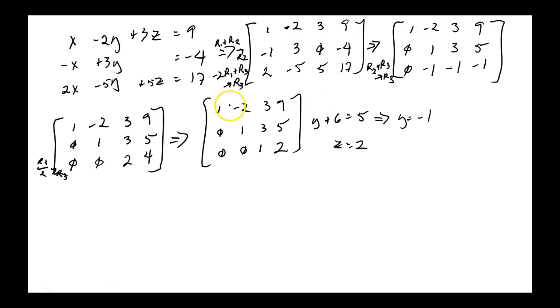And then up here we plug in y is negative 1 and z is equal to 2. So you have 1 is the coefficient of x, so it would be x minus 2 times y, but y is a minus 1. So minus 2 minus 1.